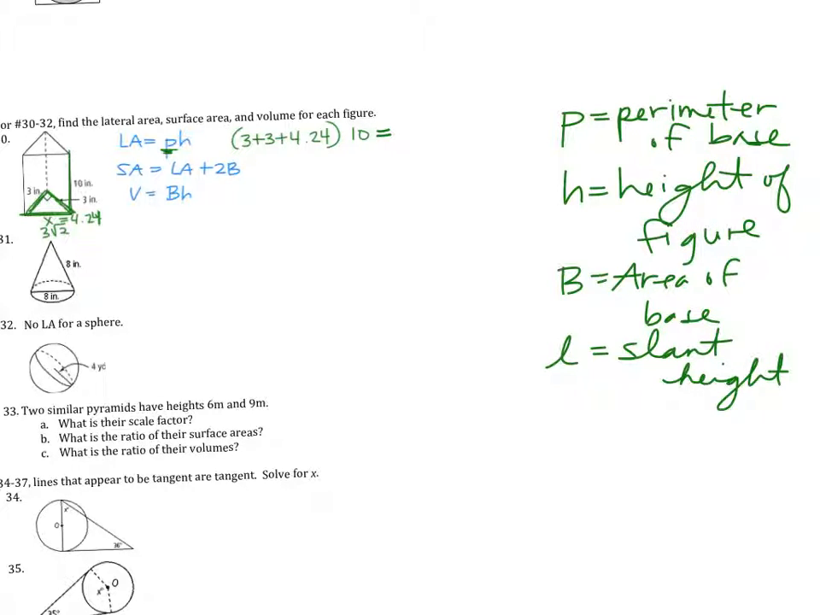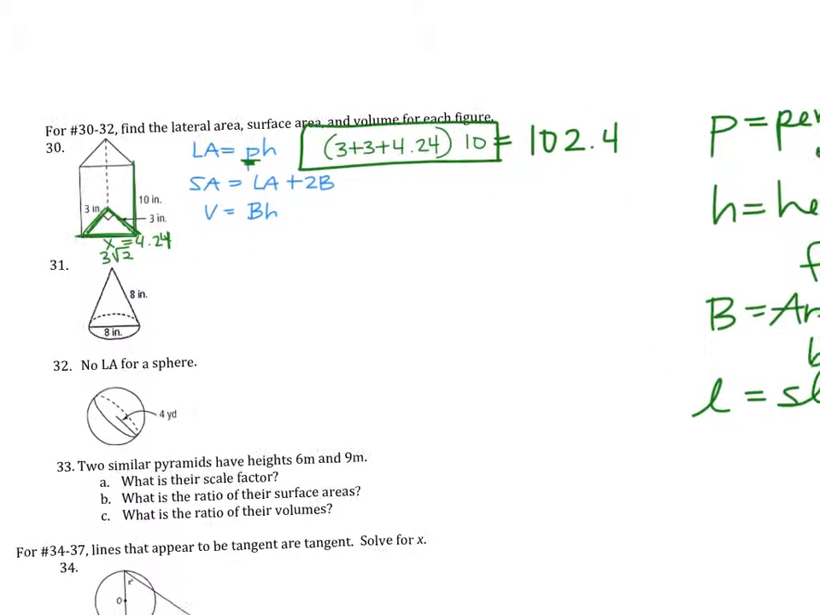So if we plug this in, 3 plus 3 plus 4.24 times 10 would be 102.4. And we were talking inches there, so area is square inches. Okay, so that's your lateral area.